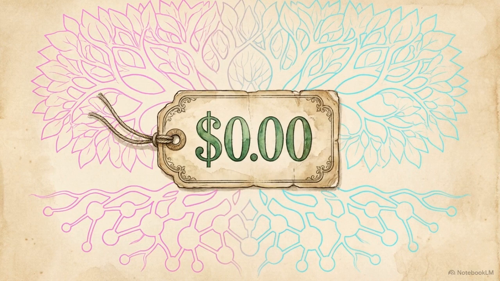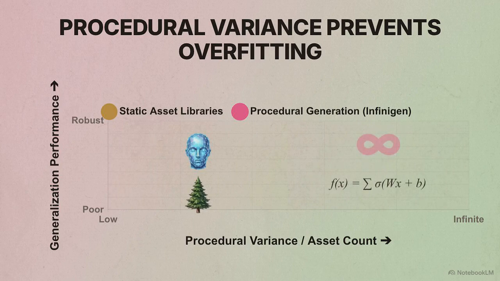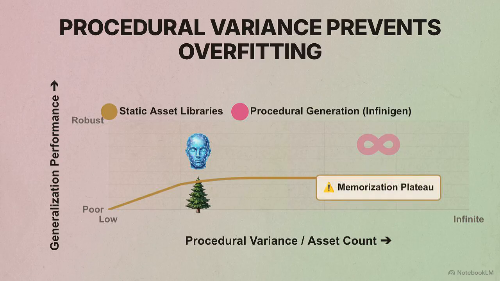This comparative chart illustrates the leap in methodology. Prior synthetic dataset efforts, shown on the left, relied heavily on finite 3D asset libraries. Infinigen, on the right, relies entirely on infinite variants with zero external assets. The primary failure mode of finite asset libraries is immediate memorization. When a neural network trains on a limited set of assets, it memorizes those specific textures. As shown by the performance line here, its ability to generalize quickly plateaus.